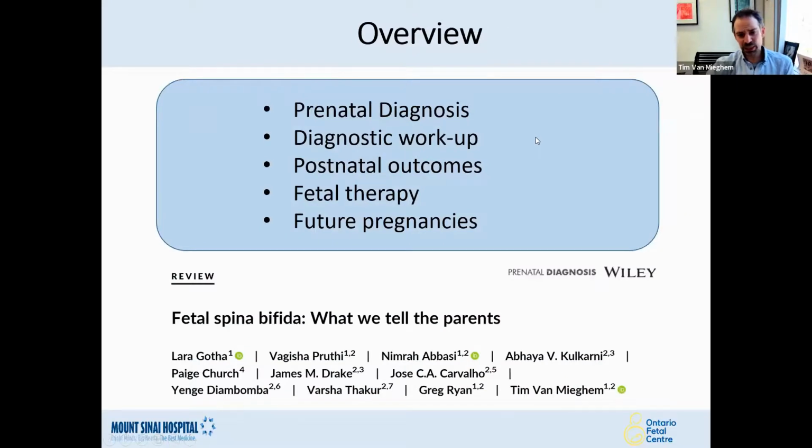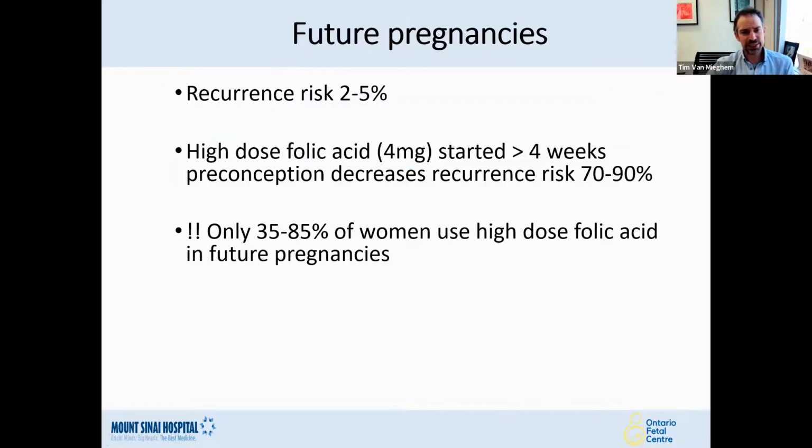And lastly, we speak a little bit about future pregnancies, and Dr. Kopp already spoke about recurrence risk. Overall, the recurrence risk of spina bifida has been quoted as being somewhere between 2 to 5%. I think that in recent years, and certainly in North America, the recurrence risk is more in the range of 2% than 5%. Starting high-dose folic acid at least a month prior to conception has been shown to decrease the risk of spina bifida in future pregnancies and decreases the risk of neural tube defects by probably 70 to 90%.